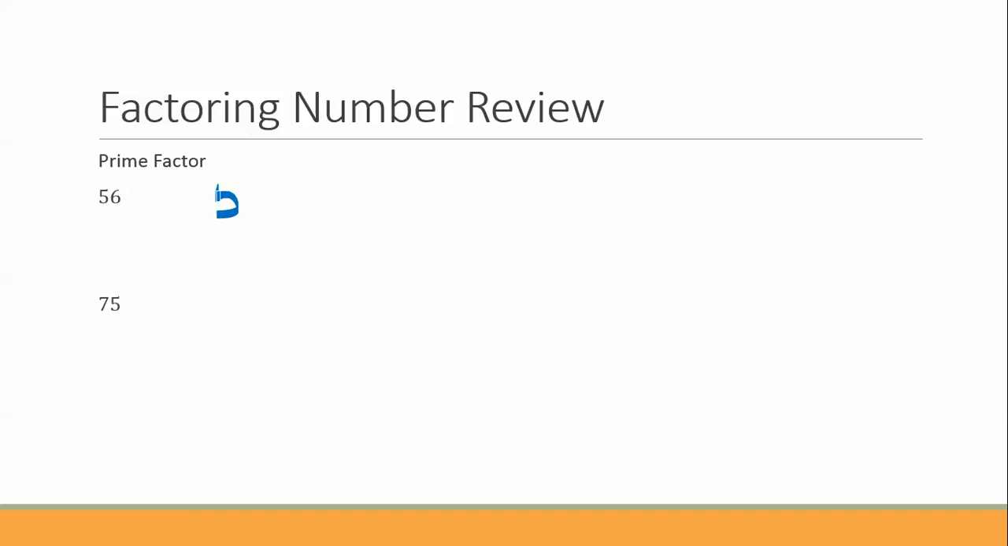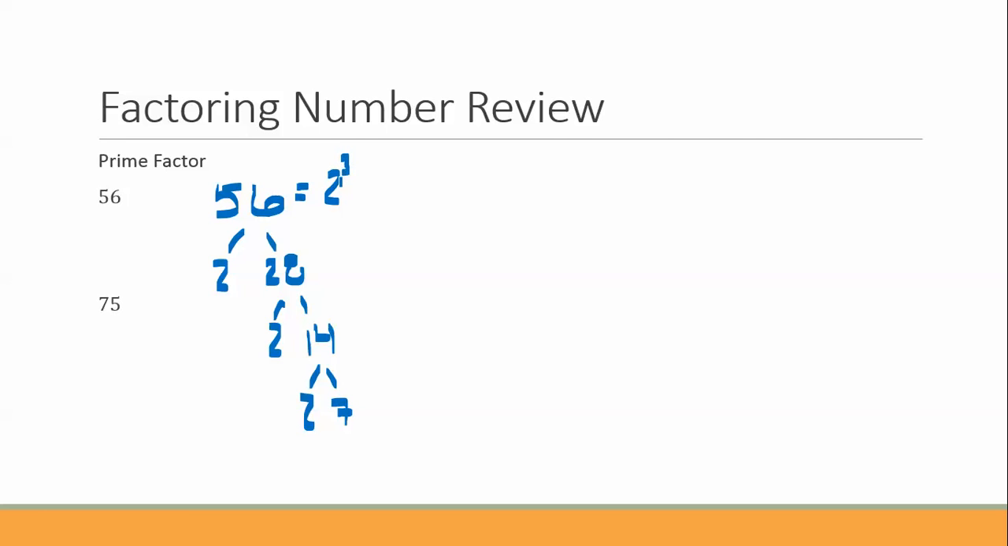56. If we want to prime factor that, that's 2 times 28, which is 2 times 14, which is 2 times 7. So 56 is equal to 2 to the third power, because there's 3 2's, times 7.